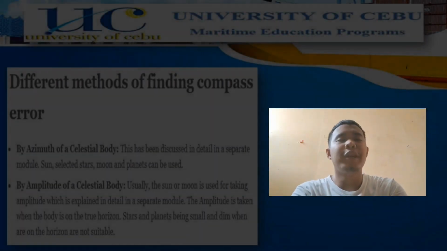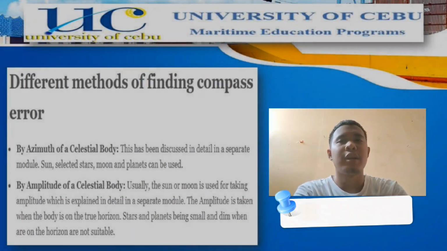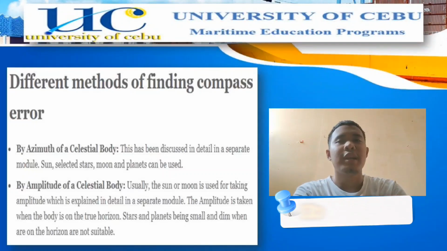The next reporter is Mata. Different methods of finding compass error. By azimuth of a celestial body, this has been discussed in detail in a separate module. Sun, selected stars, moon, and planets can be used. By amplitude of a celestial body, usually the sun or moon is used for taking amplitude, which is explained in detail in a separate module. The amplitude is taken when the body is on the true horizon. Stars and planets, being small and dim when on the horizon, are not suitable.